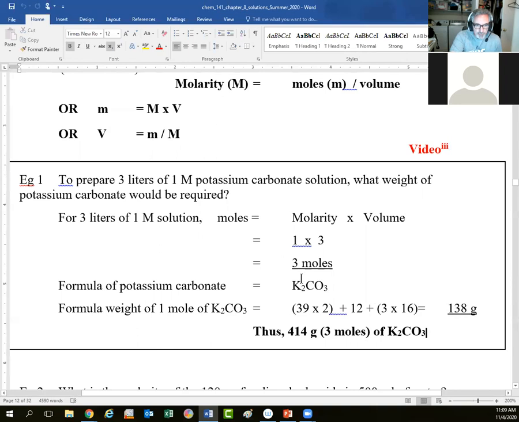We want the mass for 3 moles. We've already worked that out. So 3 times the mass, that would be the 414 grams. So we can't directly work out a mass in grams, but we can get to the mass if we know the number of moles, because we can work out the molar mass.